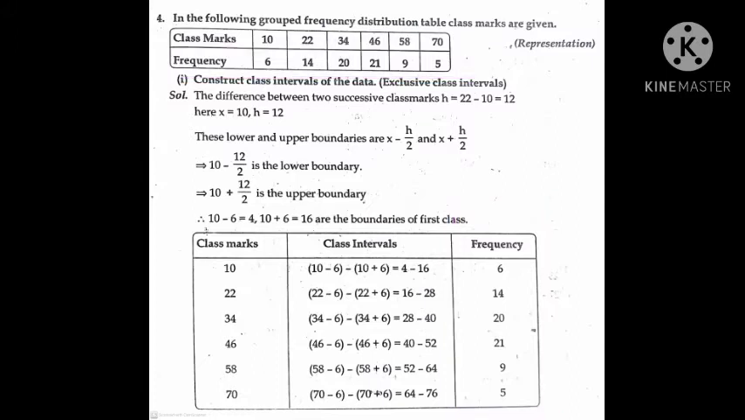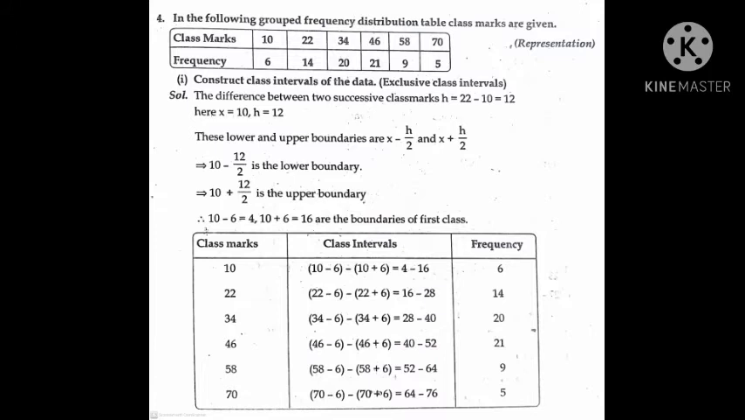22 minus 6 dash 22 plus 6. That is 22 minus 6 means 16 dash 22 plus 6 means 28. Frequency 14. Next 34. 34 minus 6 dash 34 plus 6, that is equal to 28 dash 40. Frequency is 20. Next 46. 46 minus 6 dash 46 plus 6, that is equal to 40 dash 52.